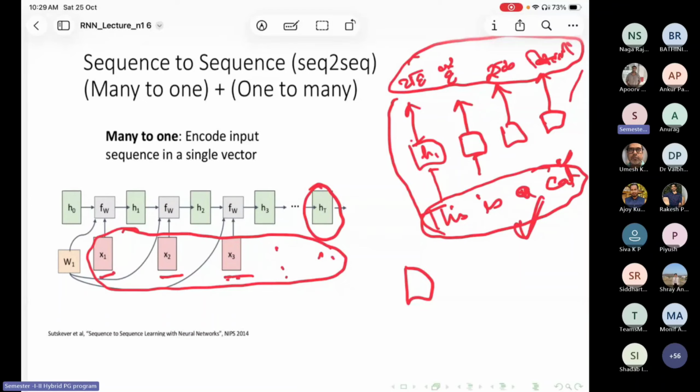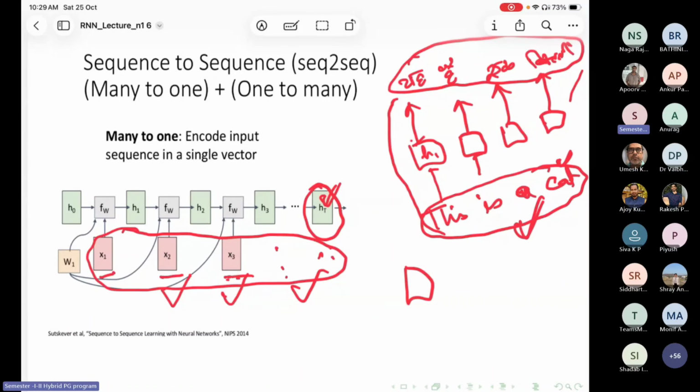Now we have to do the translation. Since HT has the information of every word, now I can go for translating it into another language. It should give the proper meaning of the sentence also. It should not be a meaningless sentence. Just getting the meaning of the word is not sufficient. We should have the proper, grammatically correct sentence.